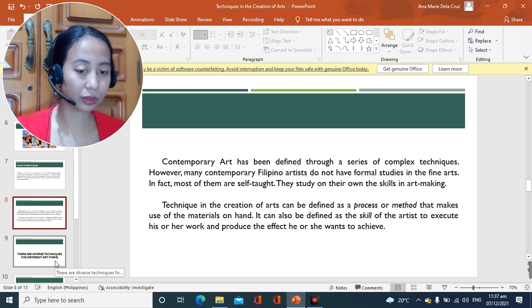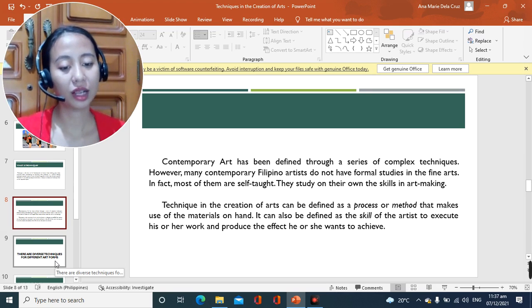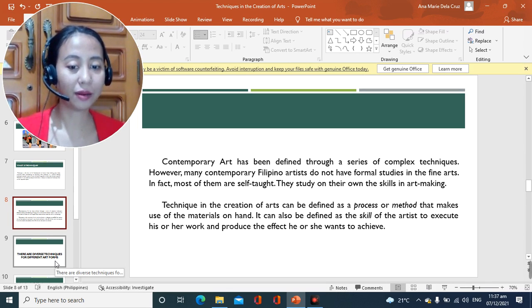Pero kadalasan kasi dito sa ating mga self-oriented, natututunan na lang natin. Contemporary art has been defined through a series of complex techniques. However, many contemporary Filipino artists do not have formal studies in the fine arts. In fact, most of them are self-taught. Sinasabi ko sa inyo. They study on their own the skills in art making. Kung passion natin ang pag-drawing, passion natin ang pag-painting, nasa sa atin na yun.